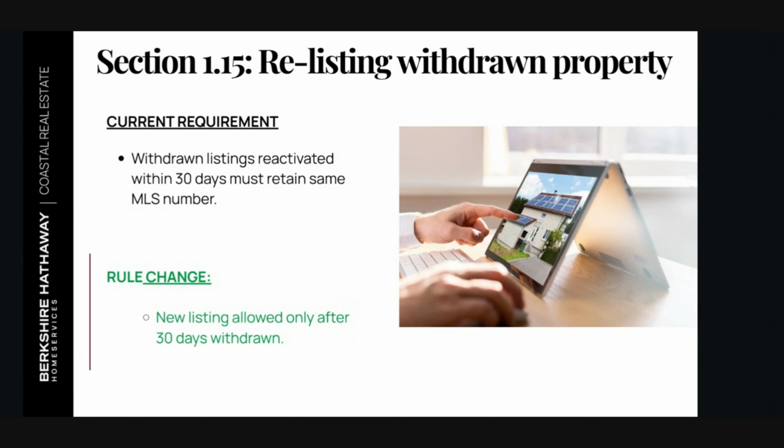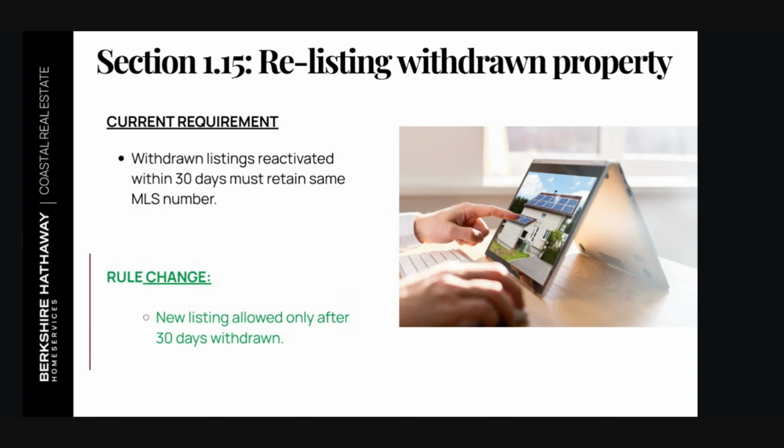Section 1.15, relisting withdrawn properties. This is important to us because there are times where we maybe need to be strategic, but we still have to follow the rules of engagement. The current requirement is that if a listing is withdrawn and then reactivated within 30 days, it must remain the same MLS number. A new listing is only allowed once the property has been withdrawn for more than 30 days.